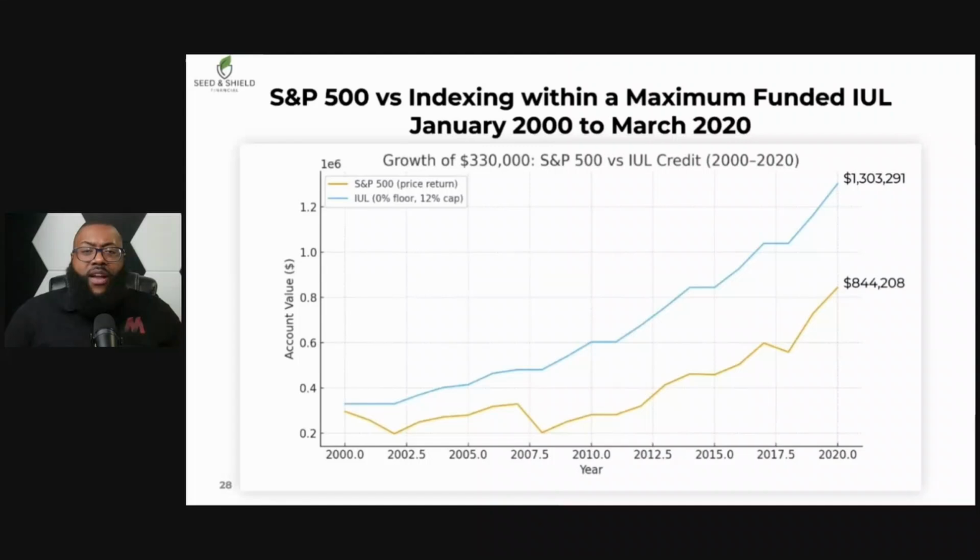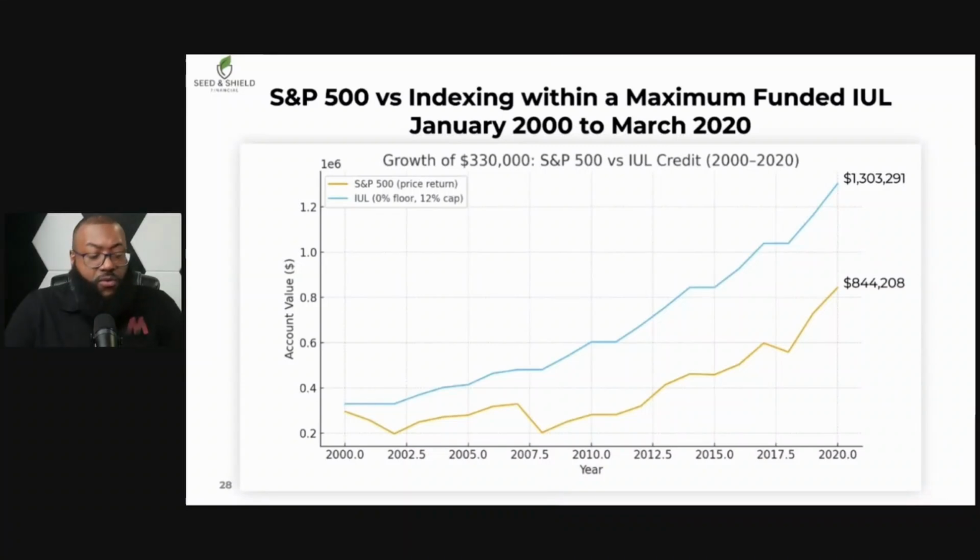So if someone had $330,000 in their account in 2000, you can see here that this person that was in the S&P 500 would, again, go through hell because they would have experienced so much market volatility. And you can see they got the down, they got the up, it goes right back down again, and they're just striving to get back, right? They would end up with $844,208 if that money sat there.